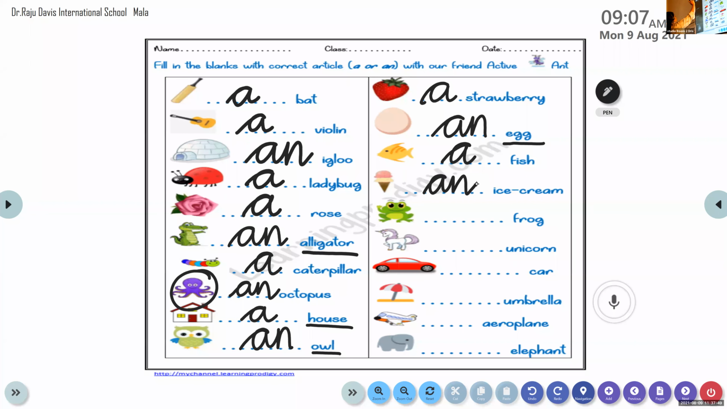So all have done very well. Azaria. Come on, Azaria. Do the next word. Frog. A frog. Yes, very good. A frog.